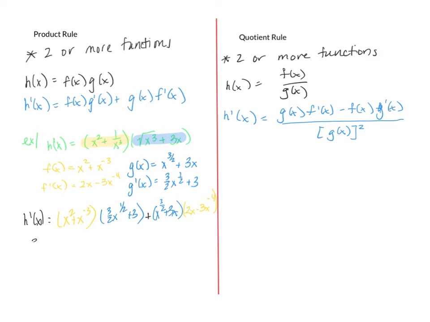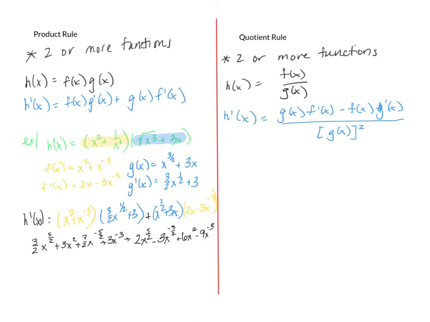So simplifying this becomes 3 halves x to the 5 halves plus 3x squared plus 3 halves x to the negative 5 halves plus 3x to the negative third plus, 3x, nope, I lied, plus 3 plus 2, x to the 5 halves minus 3x to the negative 5 halves plus 6x squared minus 9x to the negative third.